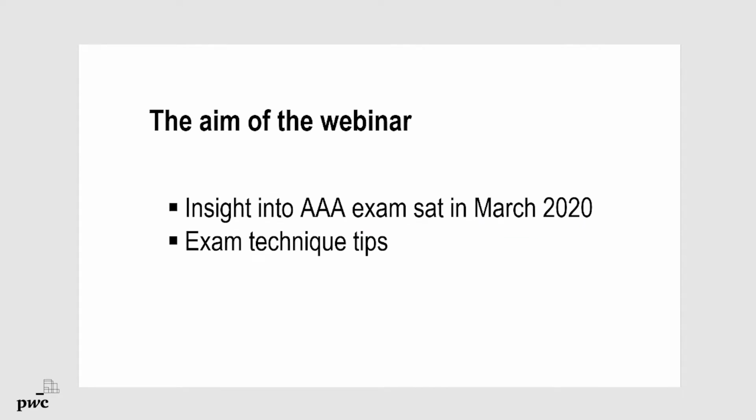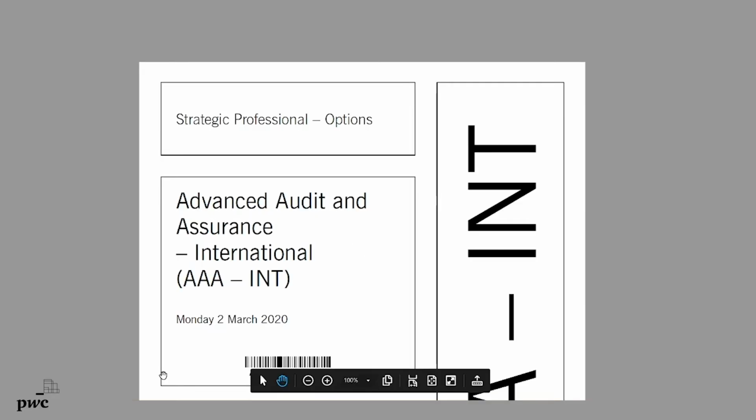The aim of this webinar is to give you some insight into the AAA exam, which was set in March 2020, and using this exam as an illustration to give you some useful exam technique tips. Because we are going to talk about this exam, it may be useful for you to download this exam together with answers and the examiner's report from the ACCA webpage and to refer to it as you are watching this webinar.